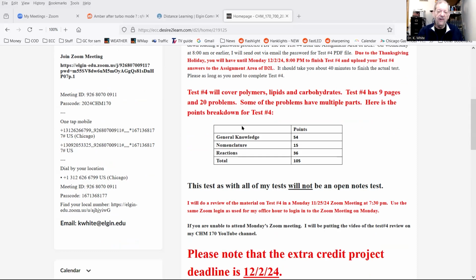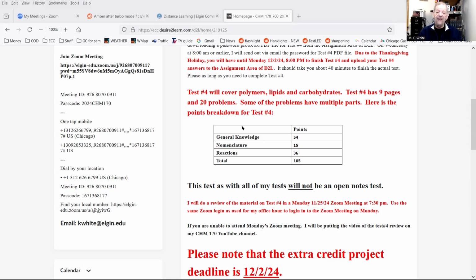Test number 4 will cover polymers, lipids, otherwise known as fats and oils, and carbohydrates. It has 9 pages, 20 problems, and some of the problems have multiple parts. In Chem 170, I've never had a multiple choice question on an exam or final.